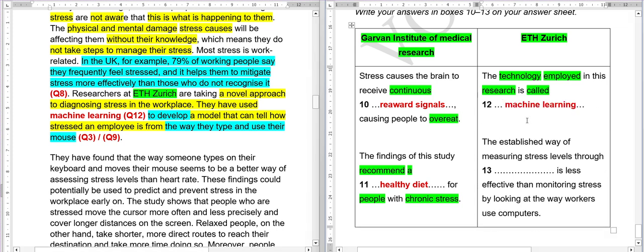So, what is the research with the technology called? Machine learning. So, they used this to develop a model so they can find out how stressed employees are. So, they developed a model called, or the technology called, machine learning. I hope it is clear.